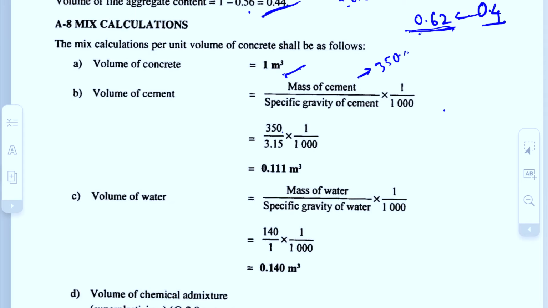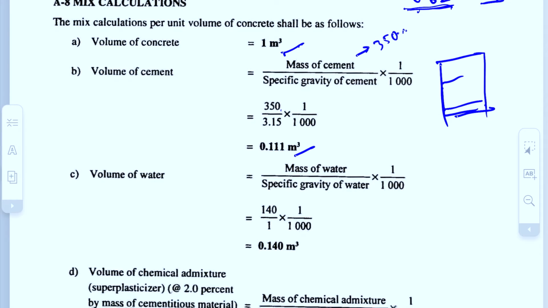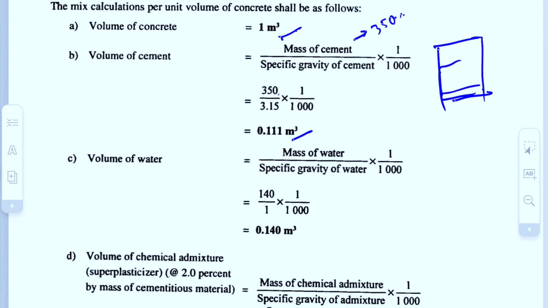Into, if you multiply it by 1 by 1000, we'll get the volume of cement. Okay, so the whole volume of concrete is 1 meter cube. In that, the volume of cement is 0.11 meter cube. Getting my point? So if you add every quantity, then it should be 1 meter cube.